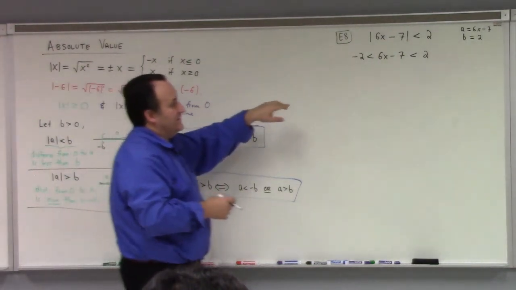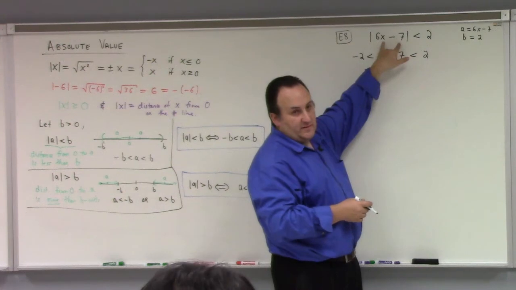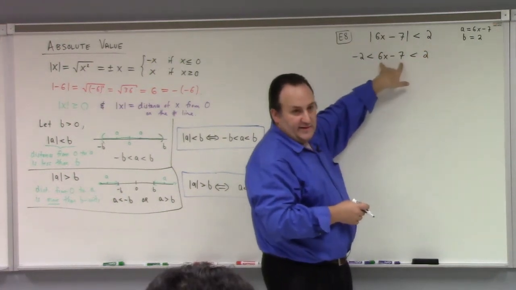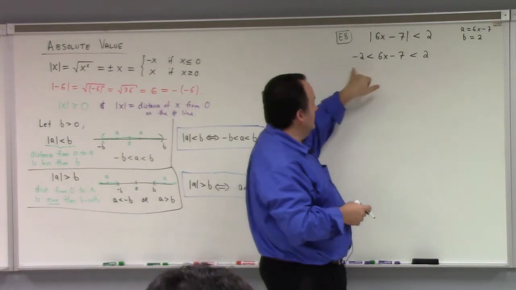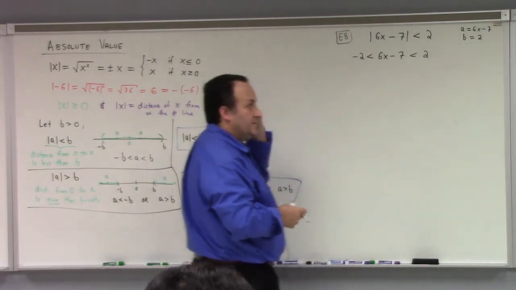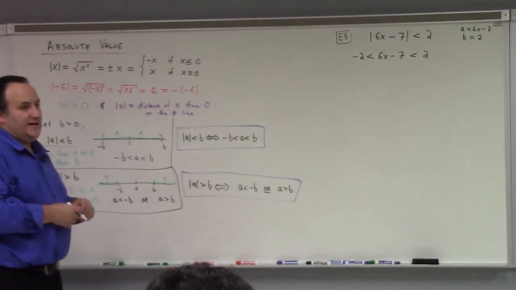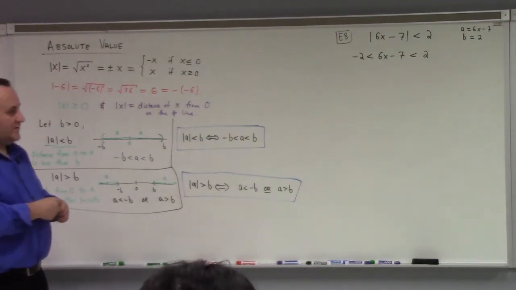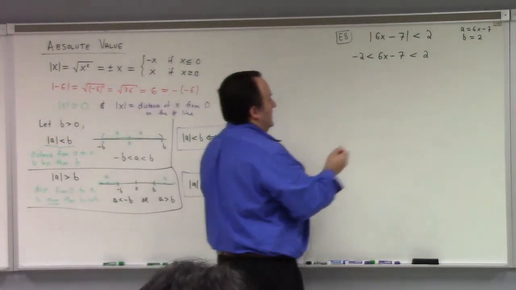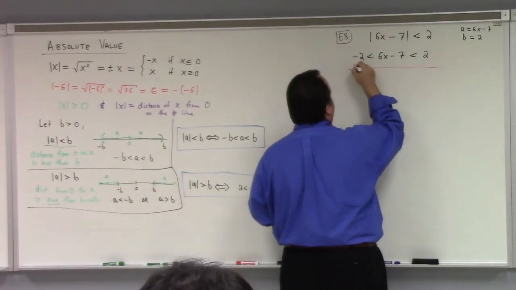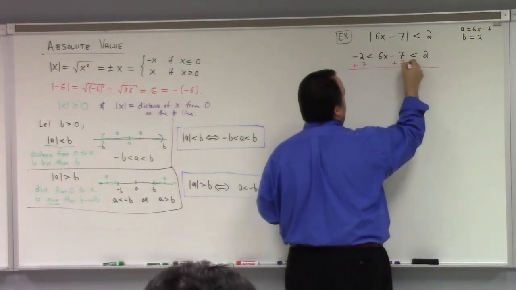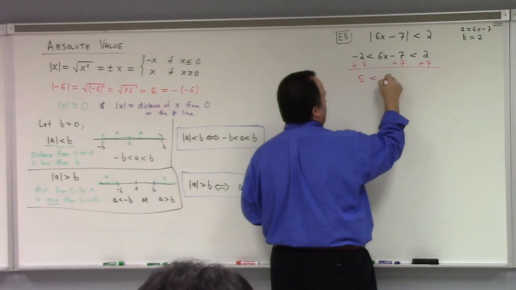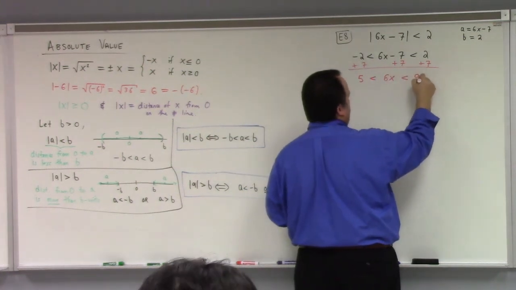This means that the distance of 6x minus 7 from the origin is at most 2 units, which means that this number, whatever it is, has to be between plus or minus 2. So now we're back to like last class. We can solve those, right? So add 7 across the thing. That'll isolate my 6x, right? I've got 5 less than 6x less than 9.